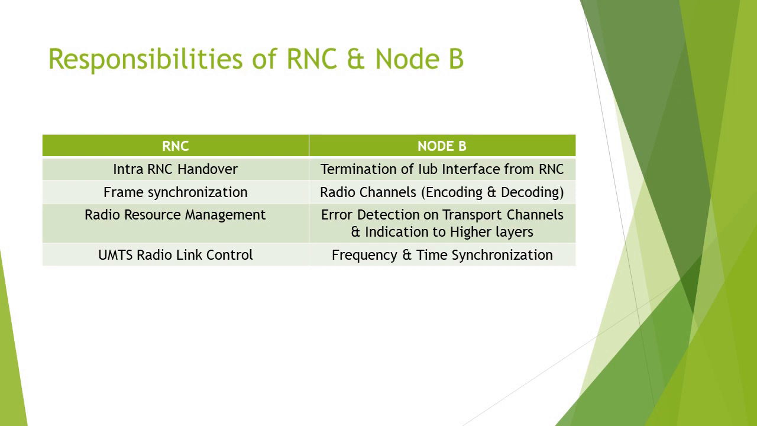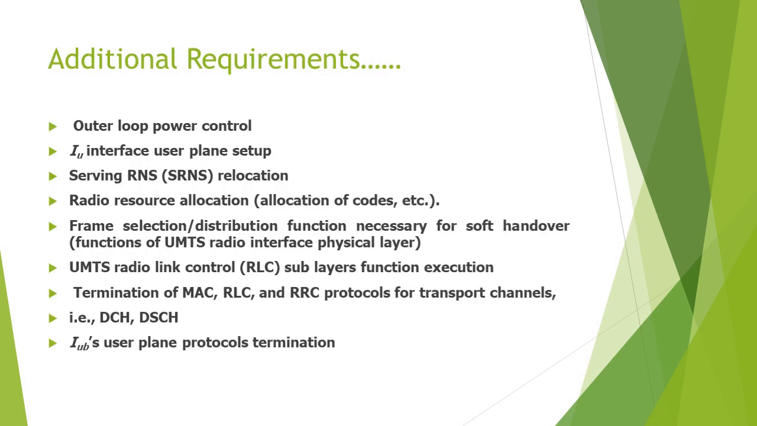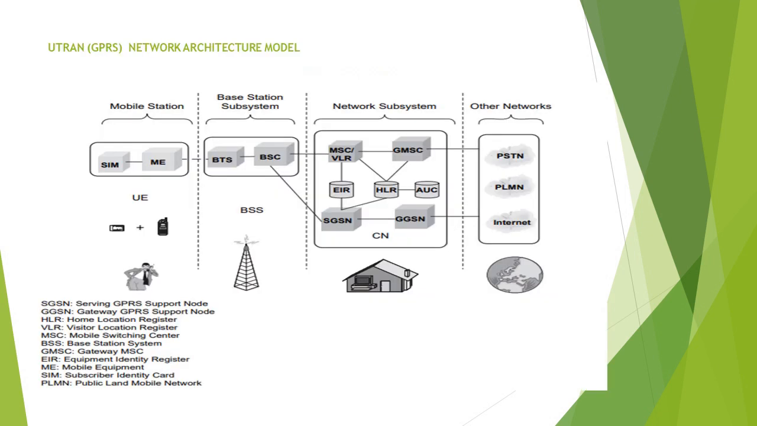And radio resource management is the main responsibility of the RNC, whereas Node B checks for error detection and correction for the transport layer and higher layers. And UMTS radio link control can be established using RNC, and frame, frequency and time synchronization can be done using Node B. So these are all the additional requirements.